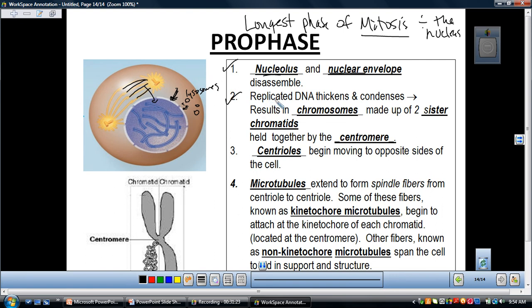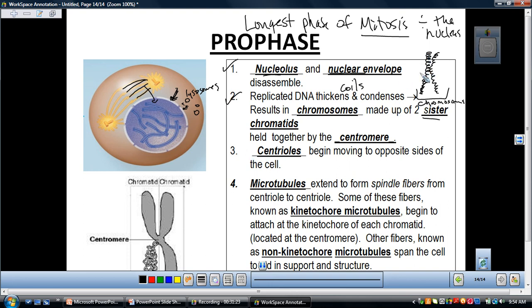Okay, number two, look what's happening. This actually takes a while. The replicated DNA thickens, coils, and condenses, meaning it goes from being chromatin to thickening, coiling like this, into a chromatid, and it finds its matching chromatid. So it thickens, coils, and condenses into sister chromatids that are replicated. Okay, so that technically is a chromosome, because it's visible under the microscope, but it's composed of replicated sister chromatids.